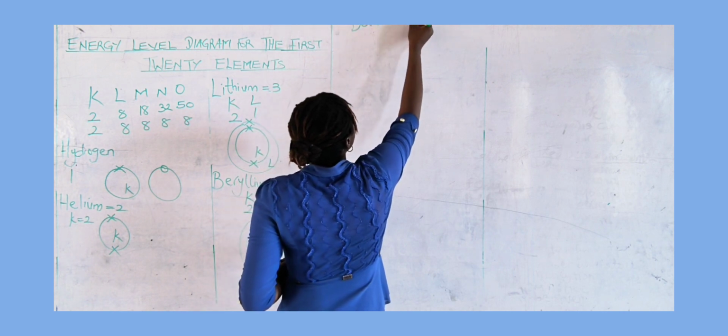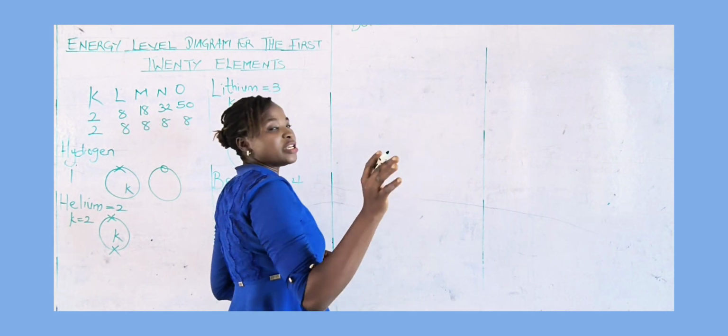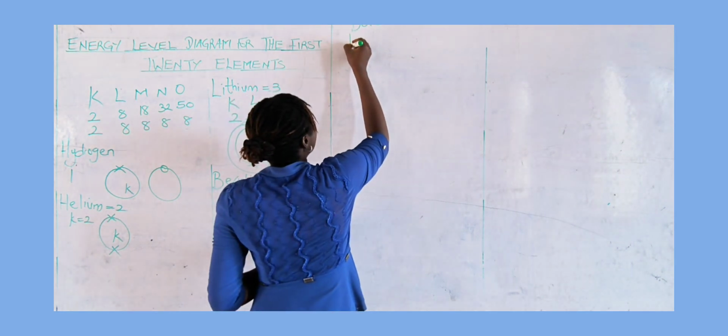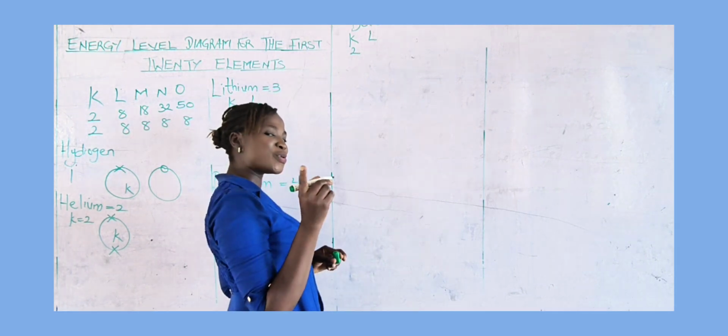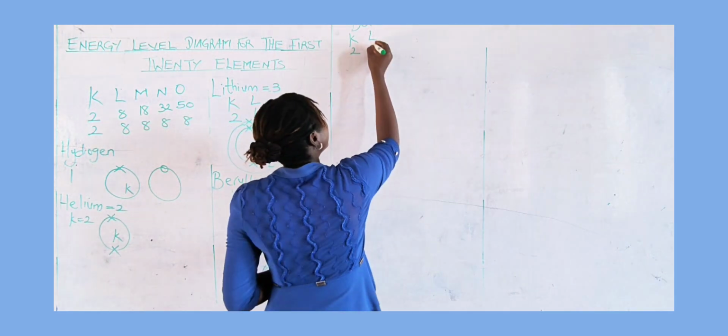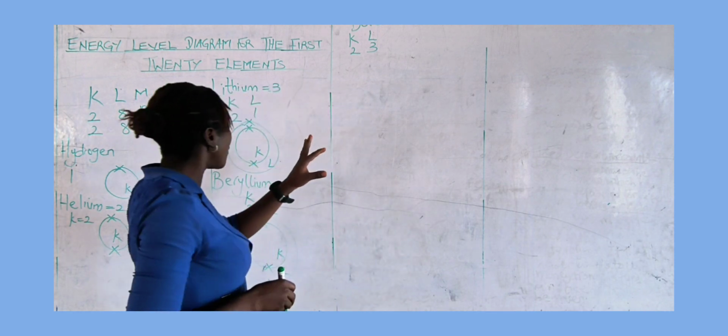Boron has an atomic number of 5. It is the 5th element on the periodic table. We have 5. So that means our K has 2, and our L, how many will it be? We are going to have 3. I know we are doing this together. So 3. How do we now draw our shells?